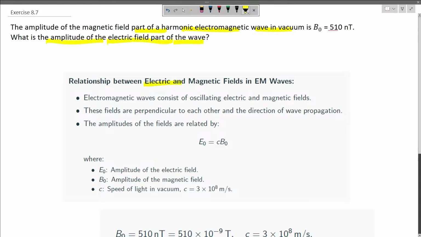So we know that electric field and magnetic field are related, as an electromagnetic wave consists of oscillating electric and magnetic fields. These fields are perpendicular to each other, and they are also perpendicular to the direction of the wave propagation. The amplitudes are related by E naught equals C B naught, that is, the electric field magnitude equals the speed of the electromagnetic wave times the magnitude of the magnetic field. Here, the speed of the electromagnetic wave is 3 into 10 to the power 8 meter per second.